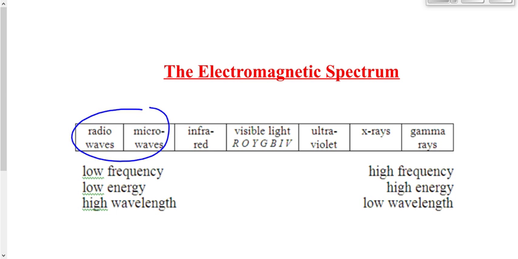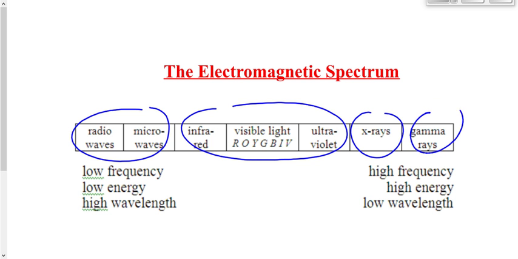We have to be able to identify as well the specific mechanism that produces each of these types of EMR. You guys remember what radio waves and microwaves are? Yeah, electric charge that's going back and forth, back and forth.